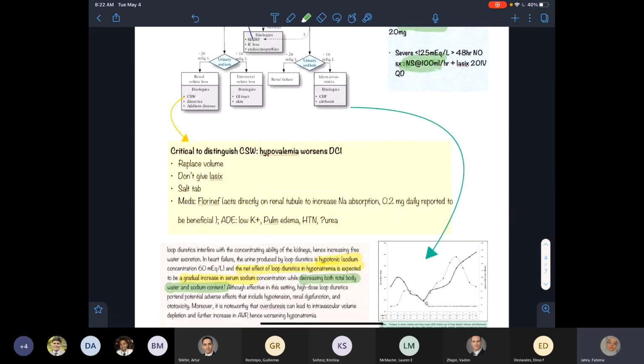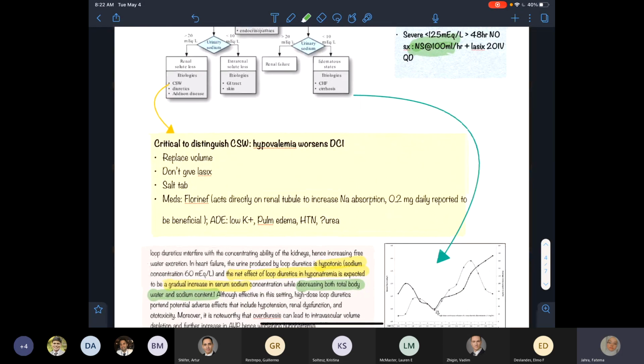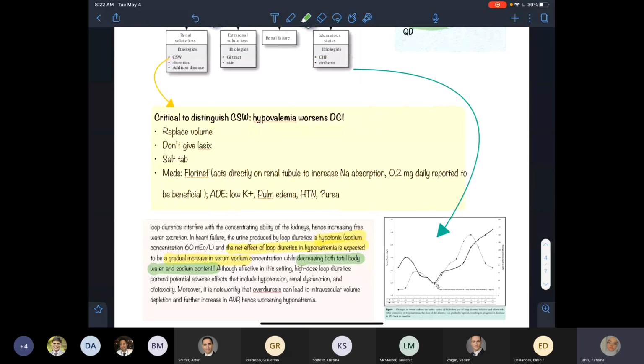So then I have the treatment for salt wasting. In salt wasting, we have to replace volume because you're losing the salt. That's your pathology. But with the salt, you're losing the water as well. And like I was saying, in subarachnoid hemorrhage, we're always chasing euvolemia. We don't want hypovolemia and worsening DCI. So this is why it's critical to distinguish, and we should give volume. We should not give Lasix.